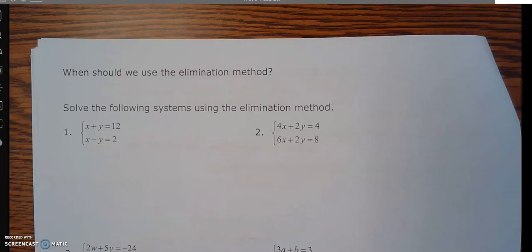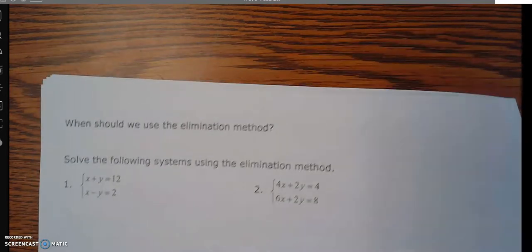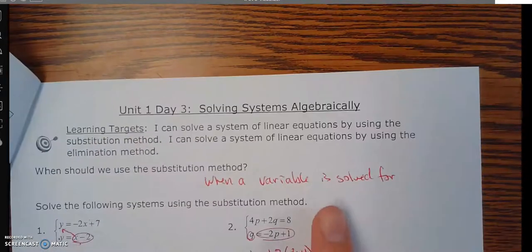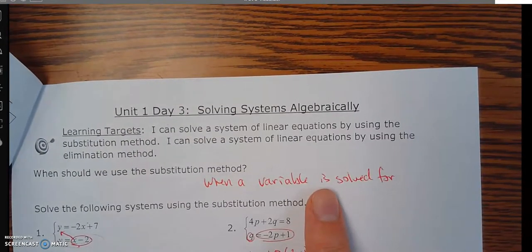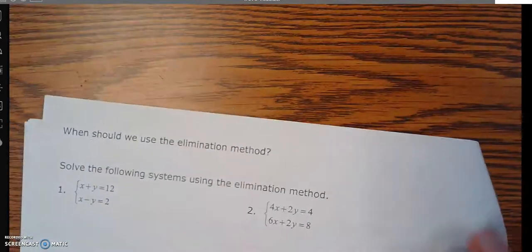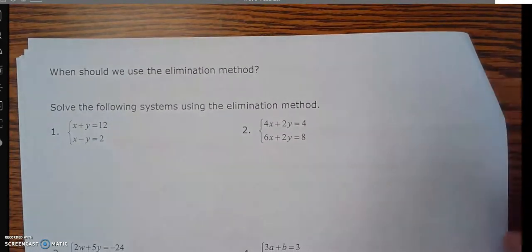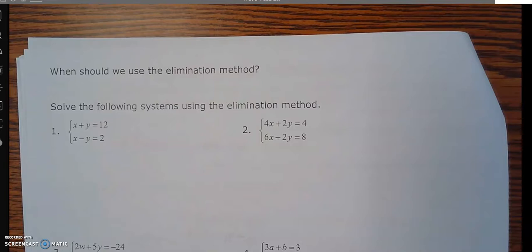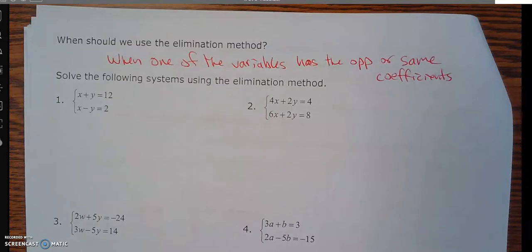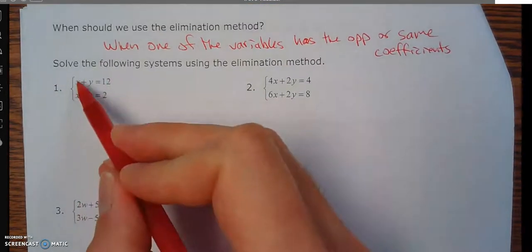And so the question, when should we use elimination? Remember, with substitution it was when a variable is already solved for. So when you have y by itself or x by itself. Elimination is more when it's in standard form, but even more so when one of the variables, the x's or the y's, has opposite or same coefficients.